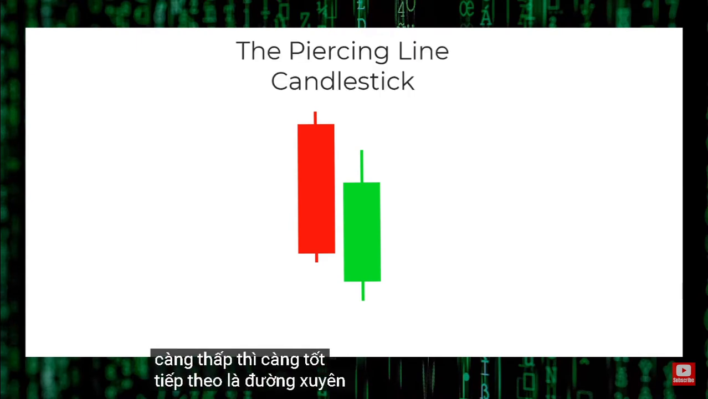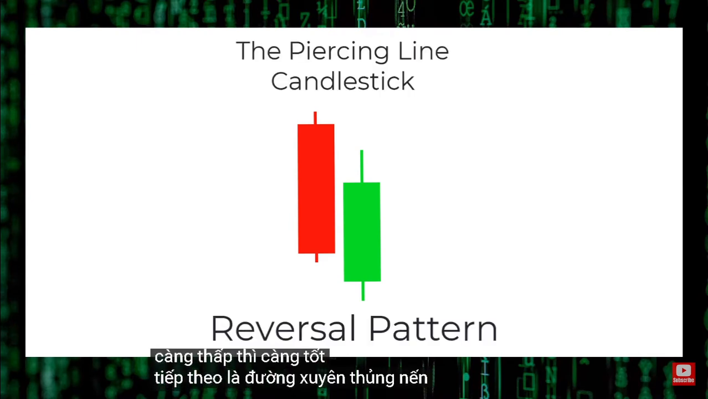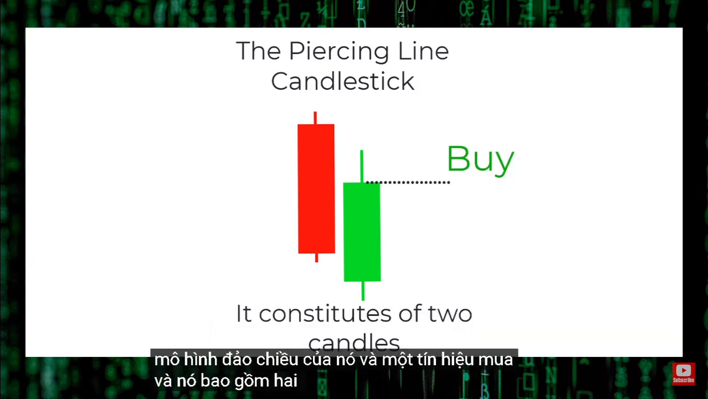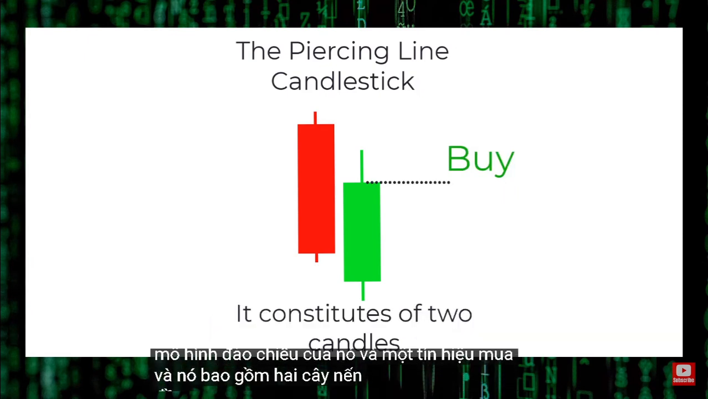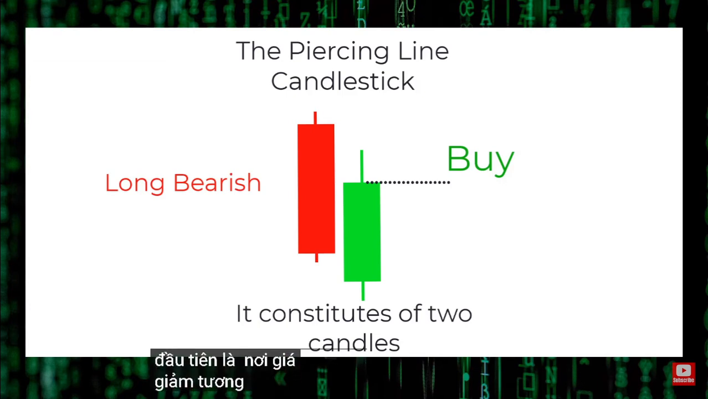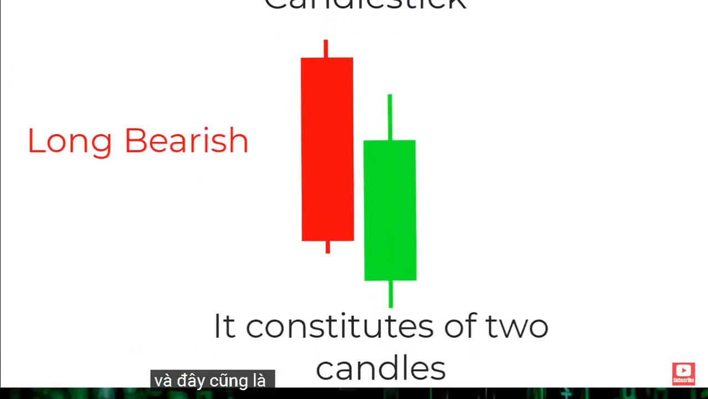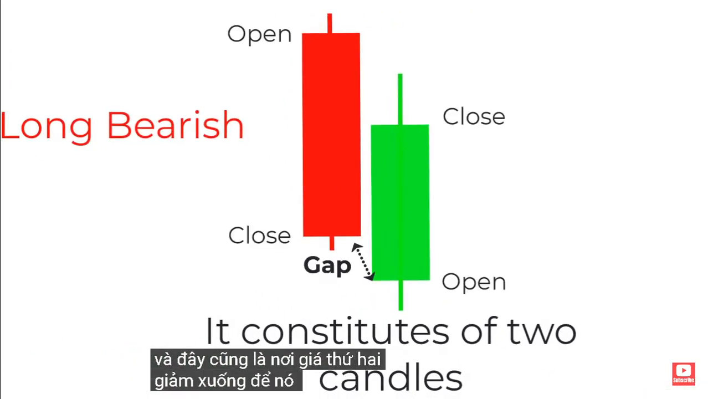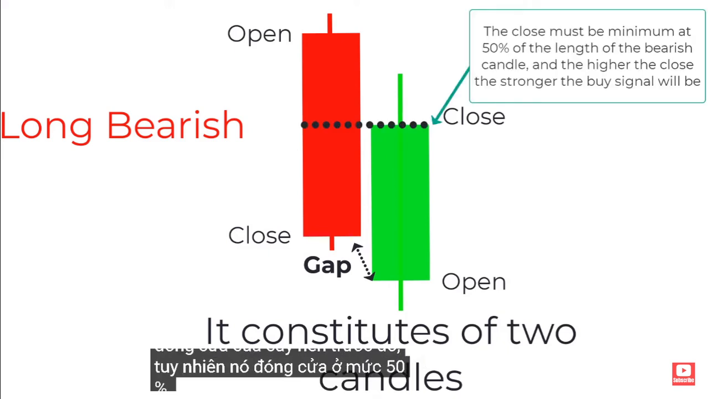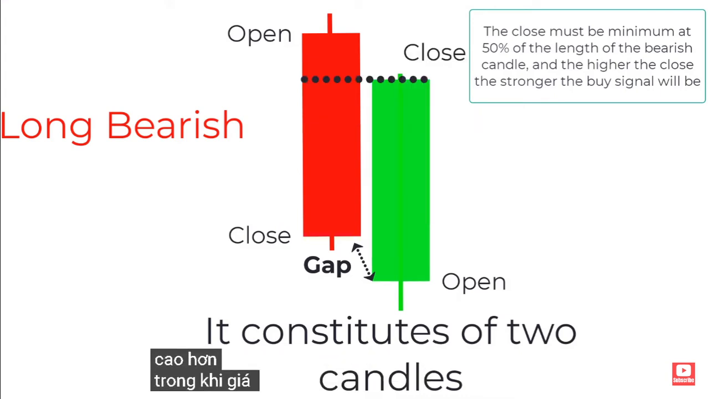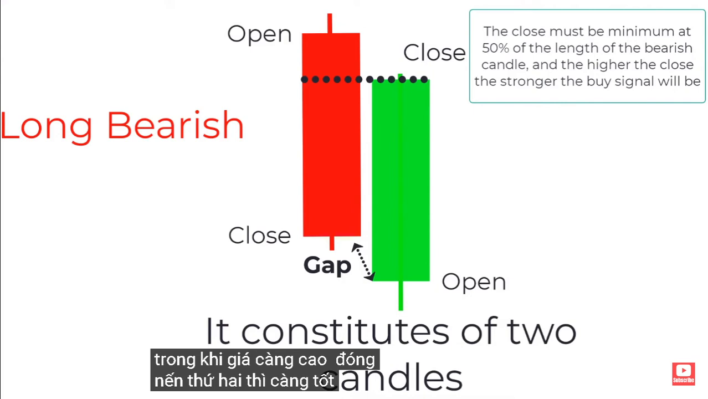Next is the piercing line candlestick. It's a reversal pattern and a buy signal, and it constitutes of two candles. The first is where the price makes a decent drop with a long body bearish candle. And here too, the second is where the price gaps down, so it opens below the previous candle close. Nevertheless, it closes at 50% of the previous candle body length, or higher. While the higher the close of the second candle, the better.